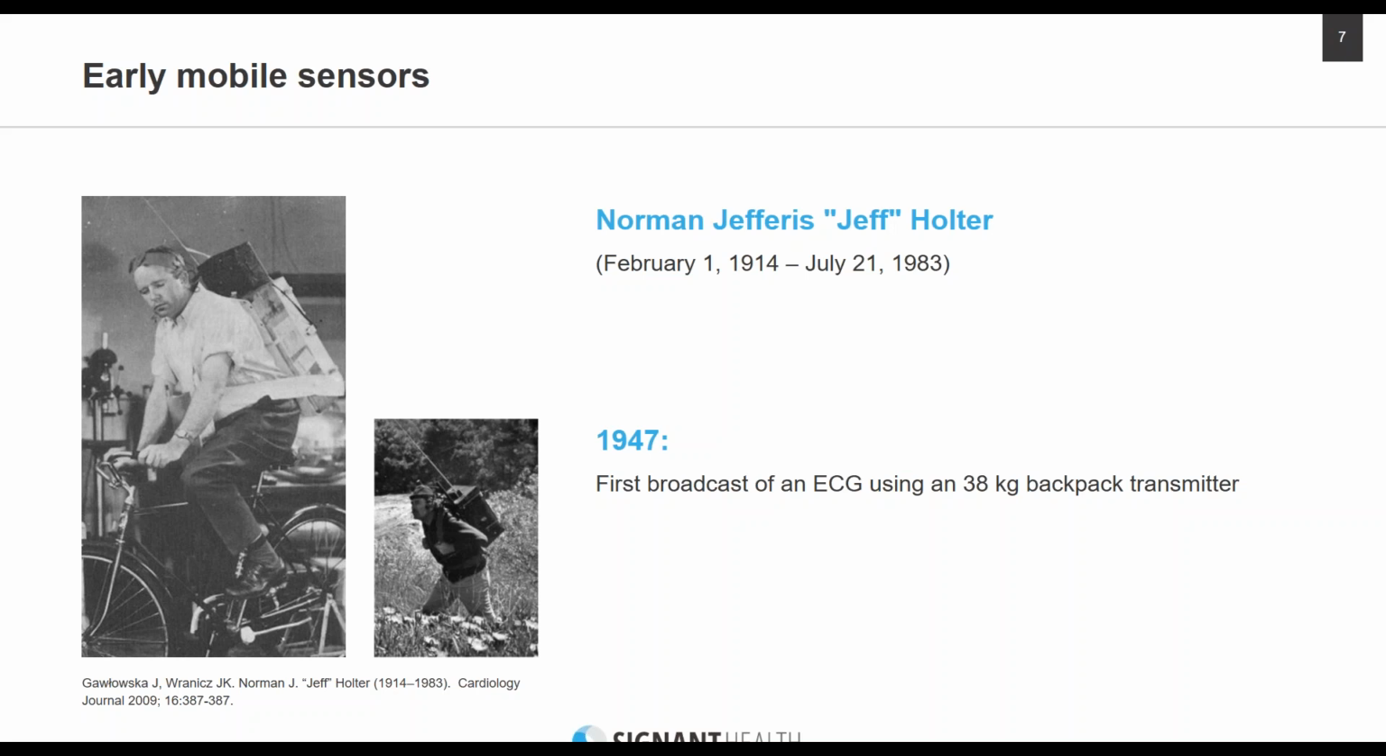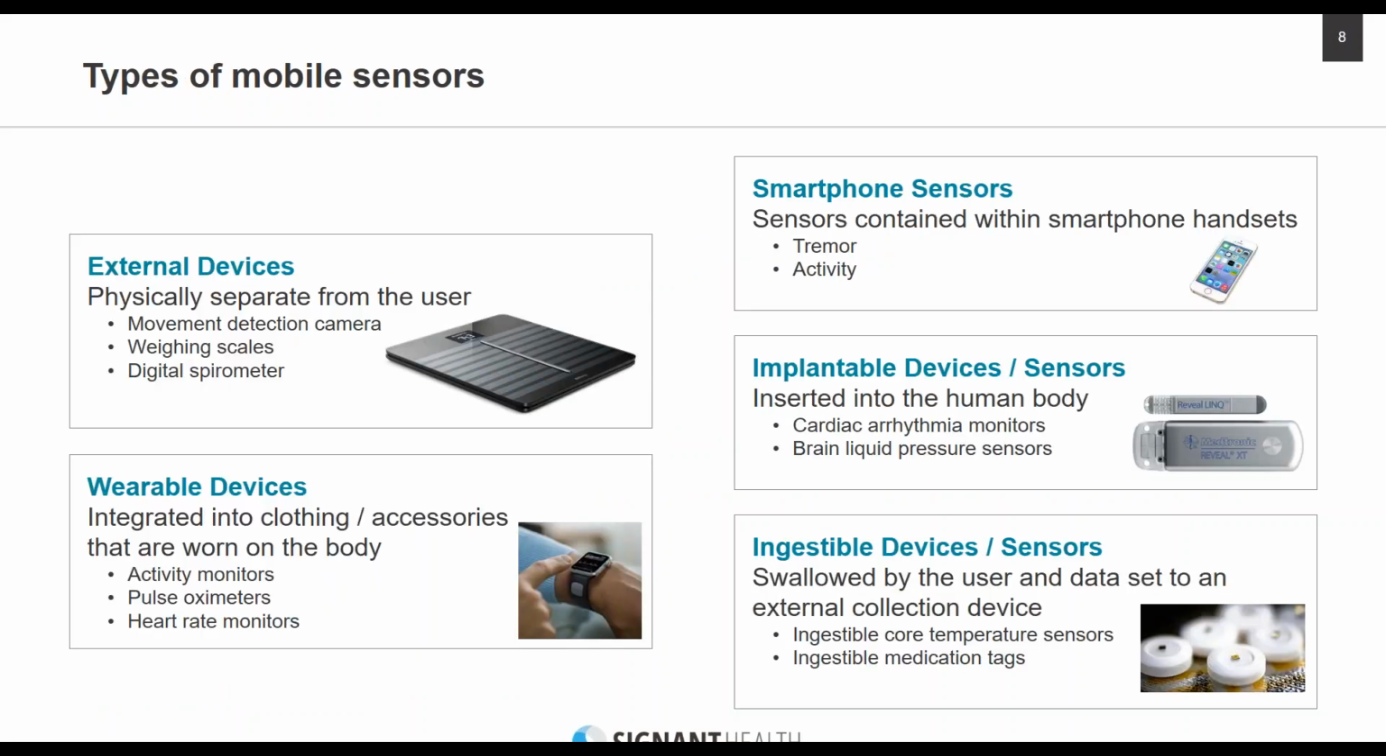And here's an example of an early mobile sensor. This is the first Holter monitor, and that is Dr. Holter himself demonstrating it. Back in 1947, of course, the technology was a little different. Here, he had a 38-kilogram backpack that was used to house the device and also the transmitter to be able to wirelessly broadcast that first ECG signal. So you can imagine that someone who didn't have a heart problem before wearing that 38-kilogram backpack may well now have a heart problem.